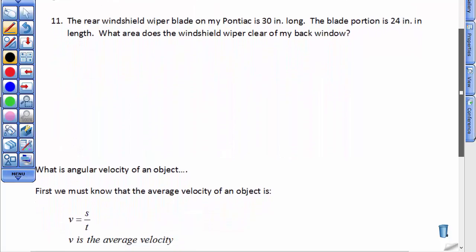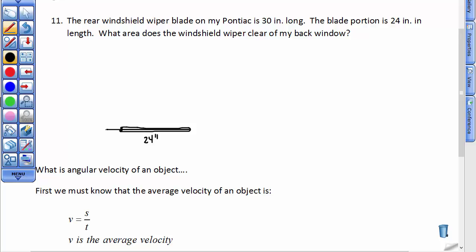All right, let's do an unusual one. I had a Pontiac, and let's say the rear windshield wiper blade was 30 inches long, and the blade portion was 24 inches. So I'm going to try to draw a picture of this. I've got this line right here, and the blade portion is 24 inches. I'm trying to draw something of some thickness here. All right, it's not going to let me, so I've got at least a straight line. So the blade portion of this is out here, and it is 24 inches in length.